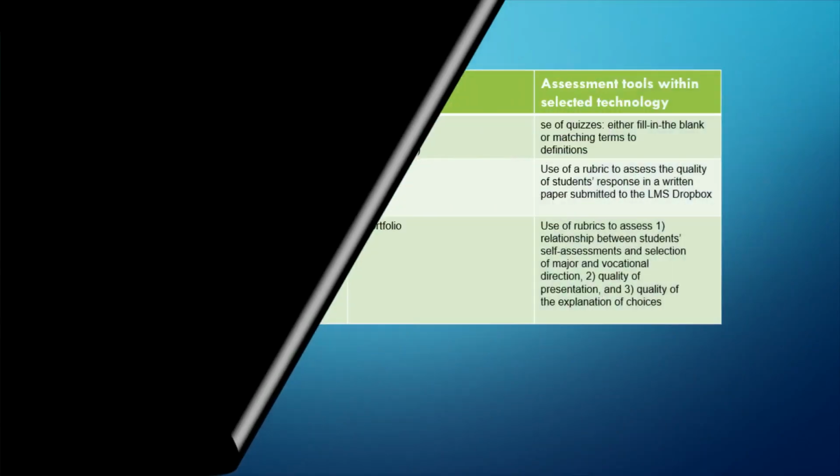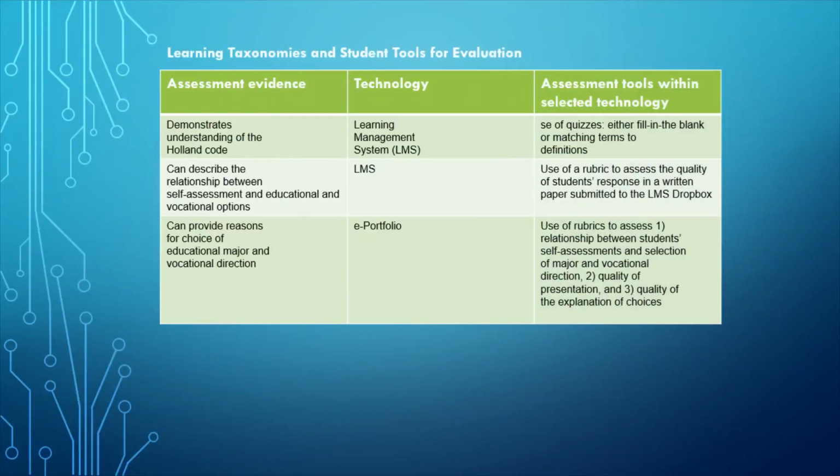The progression illustrated in this table shows that technology tools for evaluating students can be differentiated in terms of their effectiveness at different levels of student learning. Technology tools should be aligned with student learning outcomes, beginning with simple tools found in most learning management systems, for example, quizzes, fill in the blank, matching, and short answer responses.